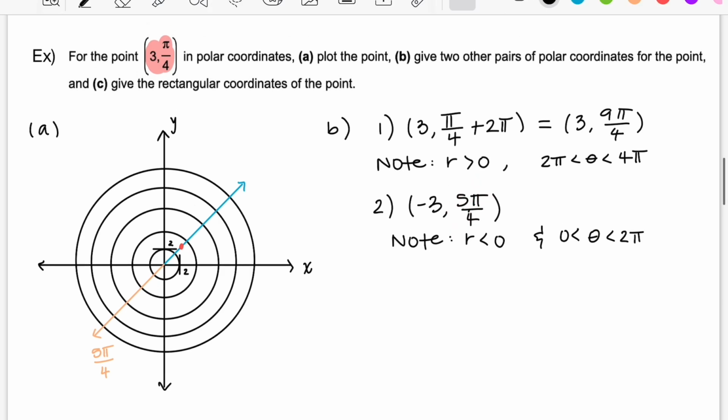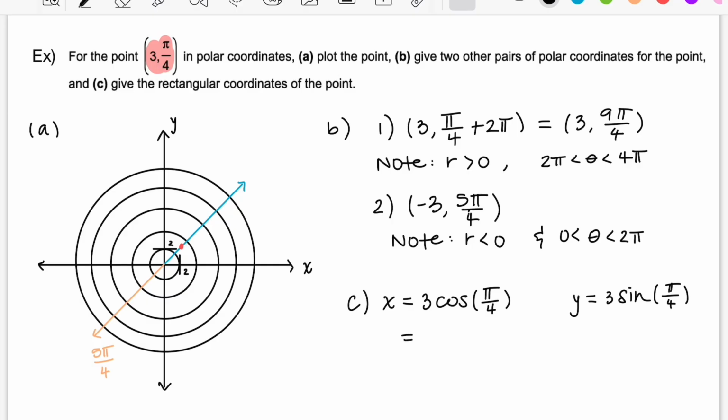All right, let's do the last part here. We want to give the rectangular coordinates of this point. So we'll do so using the fact that x is going to be equal to r times cosine of theta, and y is going to be r times sine of theta.